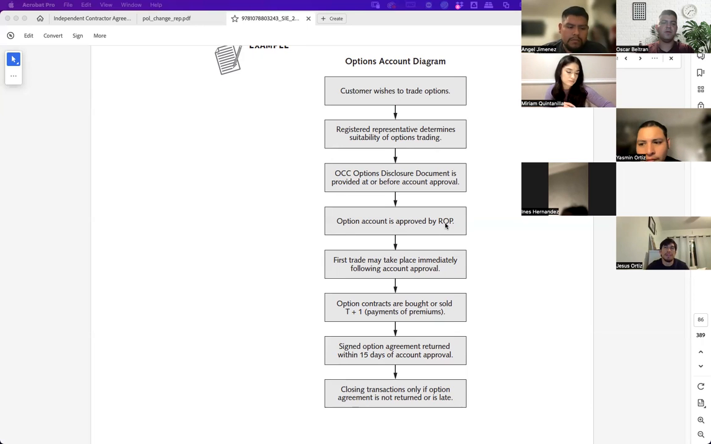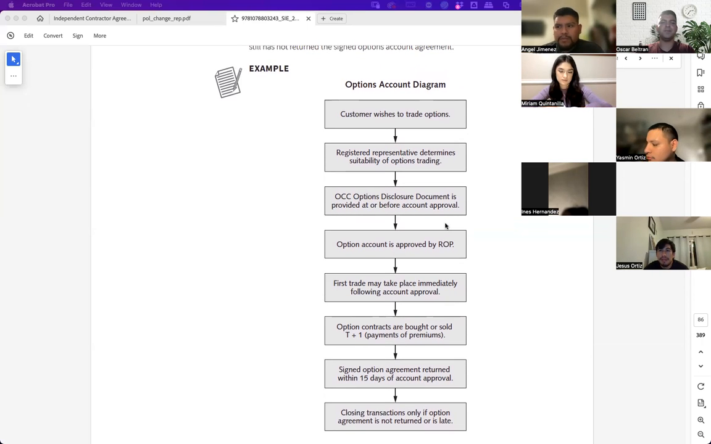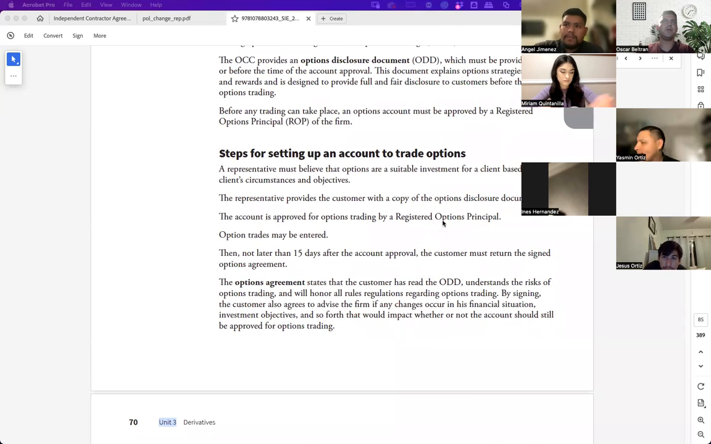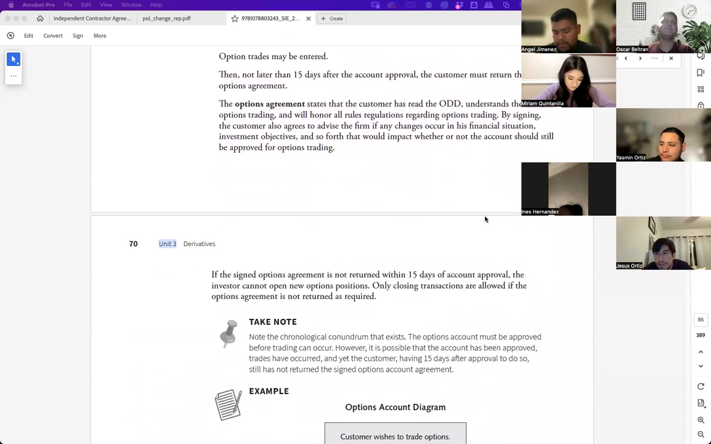Rate of premium? No. Return on premium? No, it's going to be registered option principal. Let me go back here. Here it is: Registered Options Principal. Okay, cool. That's your main guy that's going to be approving the option, saying yes or no, whether it's going to be approved.